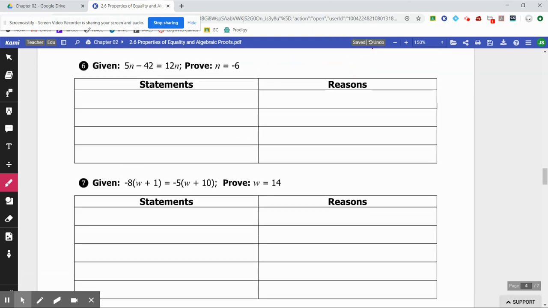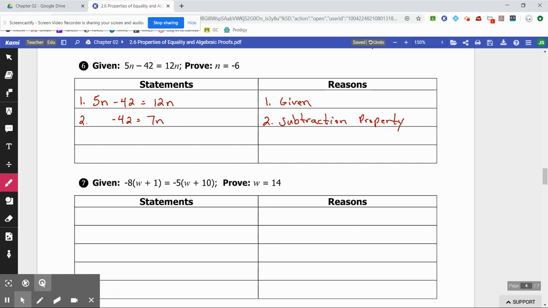Number 6. Step number 1, we are given that 5n minus 42 is equal to 12n. And that is, again, the given statement. I'm going to go ahead and move my n's. Just to make these a little bit different, I'm going to move my 5n's to the right side. So I'm left with negative 42 on the left side. And I'm going to subtract 5n's, and that will give me 7n. So I did so using the subtraction property.